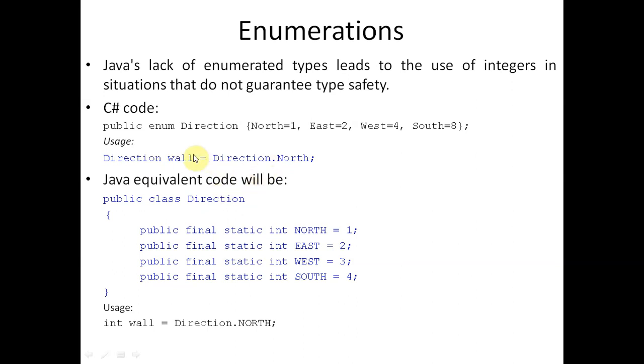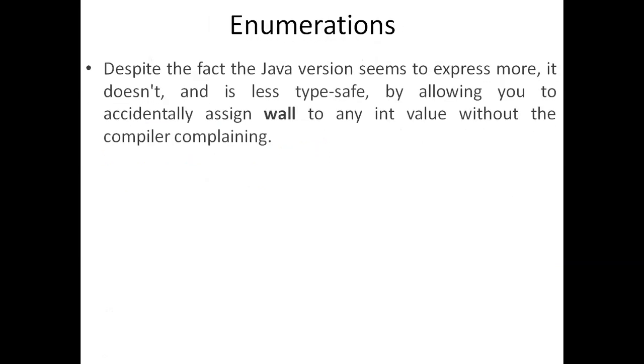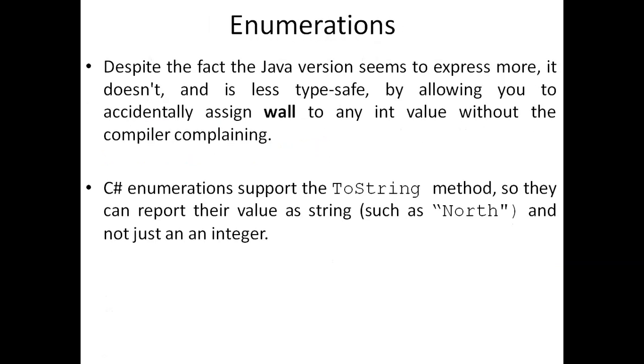So this is the way of writing a program in C Sharp as well as in Java. In Java we are using a class, and here we are using an enumerator type. So it is better to use the enumerator type, which is very easy in such type of situation. And now you can see some more important points of the enumerator type.